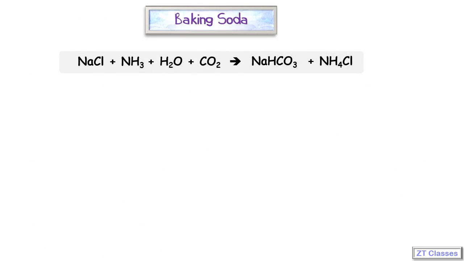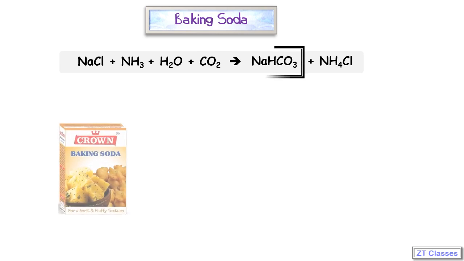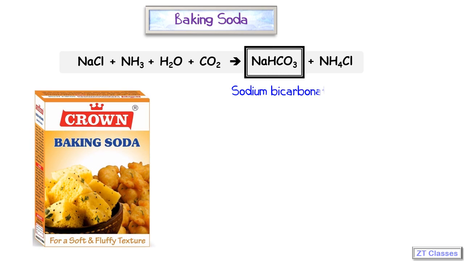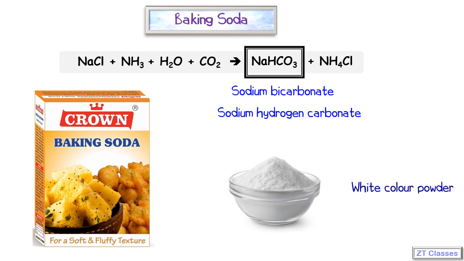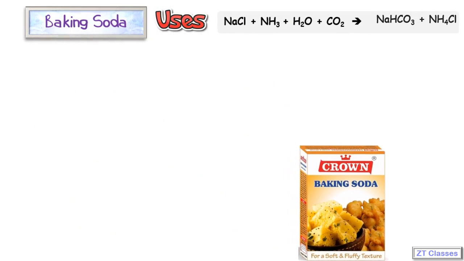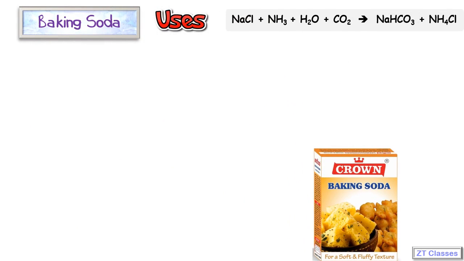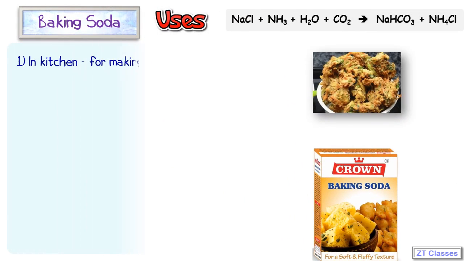Common salt is one of the raw materials, and through the Solvay process we can produce baking soda. It's also called sodium bicarbonate or sodium hydrogen carbonate. This is white in color and mildly basic. Let's talk about its uses. It's used extensively in the kitchen, mainly for making crispy pakoras.